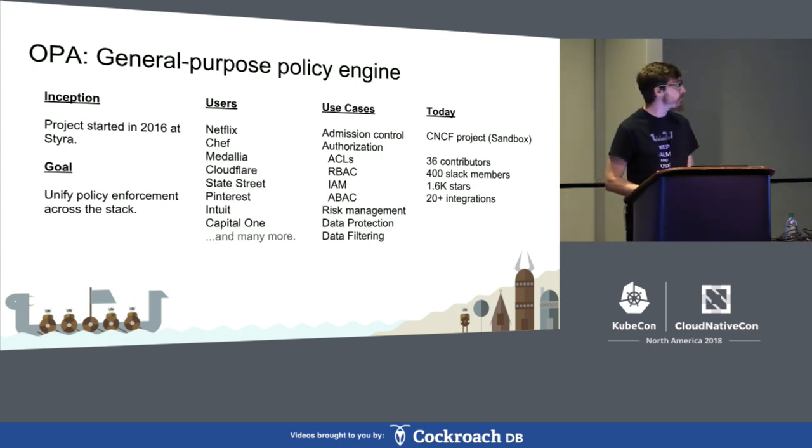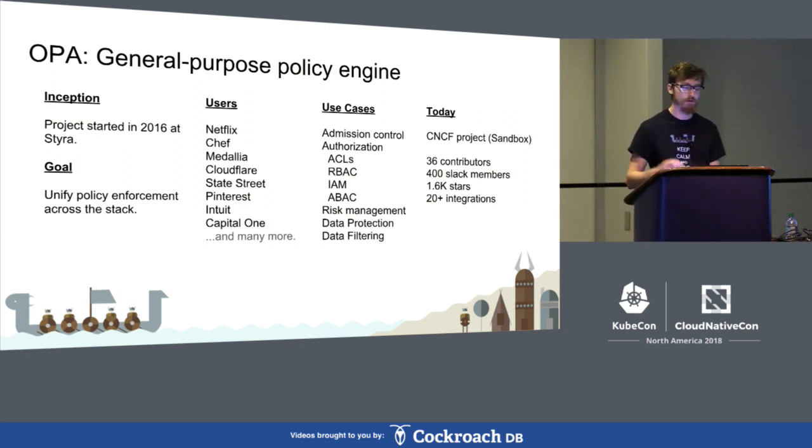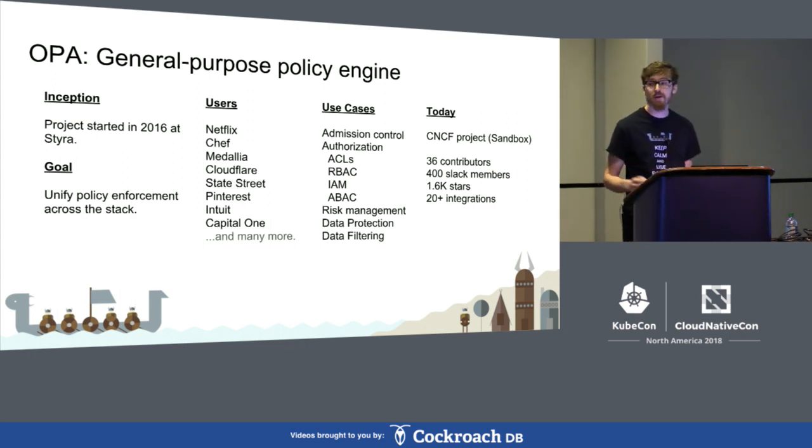And so we started the project in 2016, and today, 3 years later, we have quite a few people using the project. Companies like Netflix, Chef, Medallia, State Street, Intuit, and Capital One talked yesterday at the intro session about how they're doing admission control in Kubernetes with OPA. And so we have all these companies using OPA for a variety of different use cases like admission control, API authorization with ACLs and role-based access control and IAM and ABAC, as well as other use cases like risk management on infrastructure, data protection, and more.